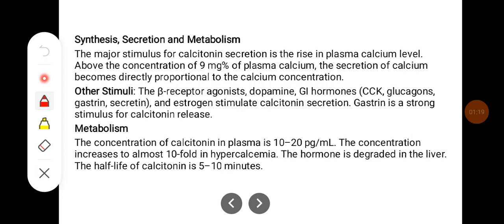The major stimulus for calcitonin secretion is the rise in the plasma calcium level. Above the concentration of 9 milligrams of plasma calcium, the secretion of calcitonin becomes directly proportional to that of calcium concentration. The other stimuli like beta receptor agonist, dopamine, GI hormones like CCK, glucagons, gastrin, secretin, and estrogen stimulate the calcitonin secretion. Gastrin is a strong stimulus for calcitonin release.